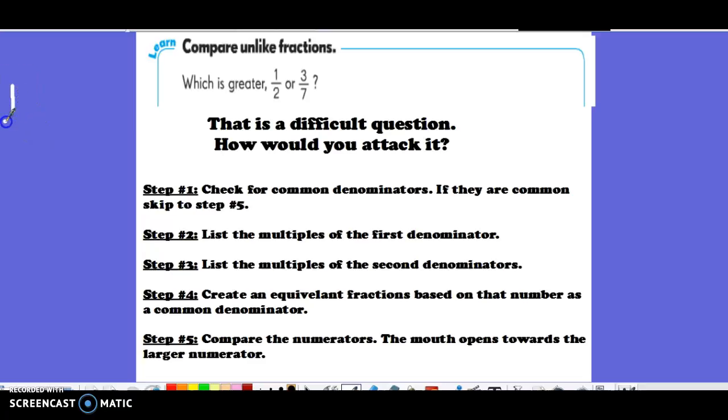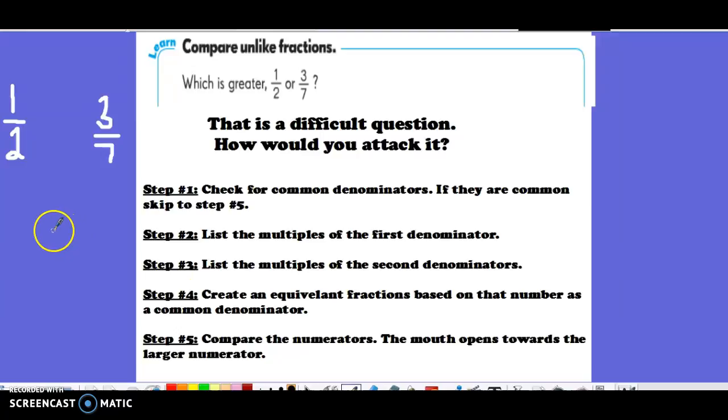Well, in this problem, 2 is the denominator in the first fraction, and 7 is the denominator in the second fraction. So we do not have common denominators, which means we do not skip to step 5. Instead, we have to do steps 2, 3, 4, and then 5. Step 2 and 3 are very similar. We need to list multiples of the first denominator, which is the number 2. And step 3 is list multiples of the second denominator.